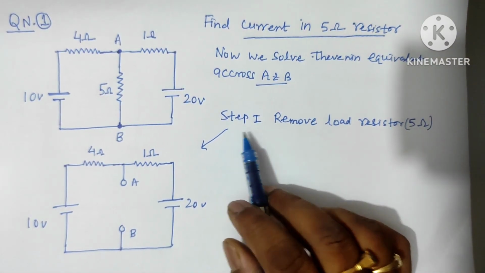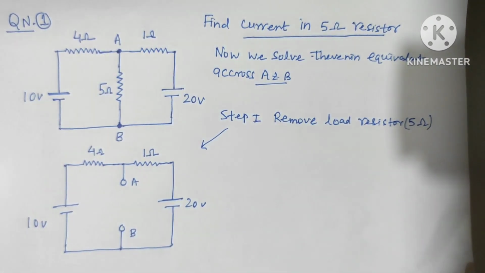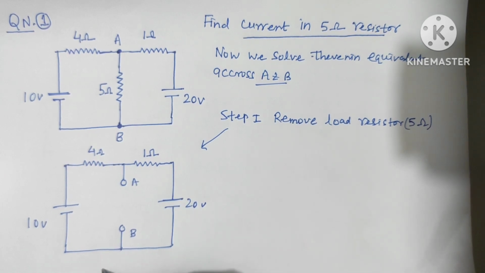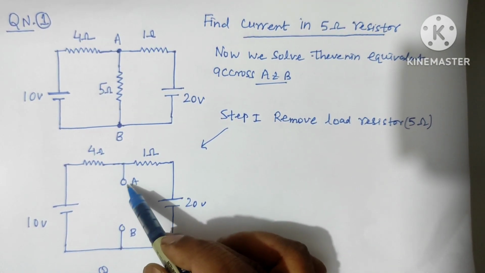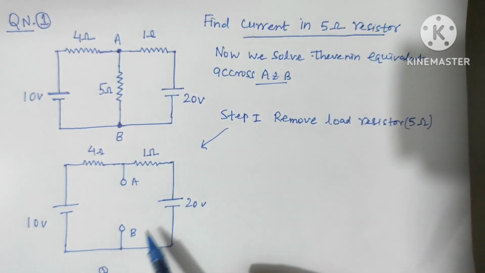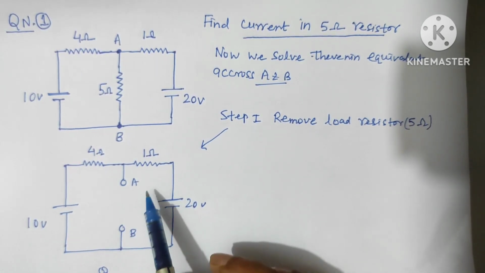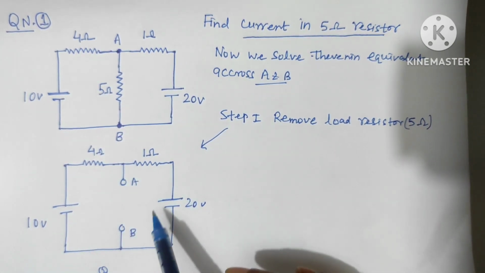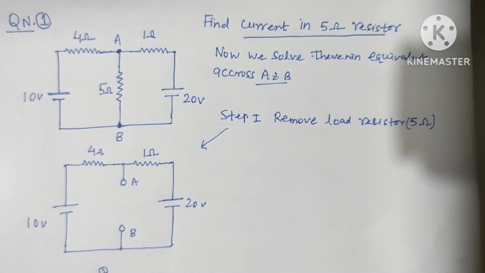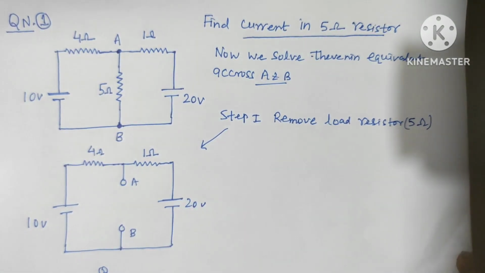First, step 1. Step 1 says remove the load resistor. So in the next circuit, means we can say figure 2, in figure 2, this 5 ohm resistor has been removed. Then the circuit will be like this only. So now you can see these are in series. So just one current will be there in the whole circuit, entire circuit.